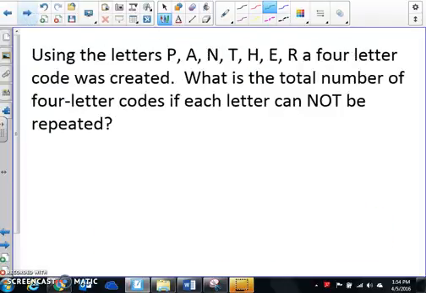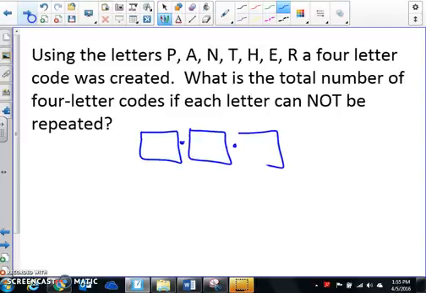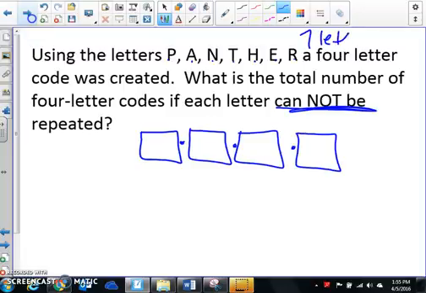And I think this is the last one. Using the letters PANTHER, a 4-letter code was created. So a 4-letter code. So 1, 2, 3, 4. Okay. What is the total number of 4-letter codes if each letter cannot be repeated? All right, so Panther, 1, 2, 3, 4, 5, 6, 7. Those are 7 different letters.